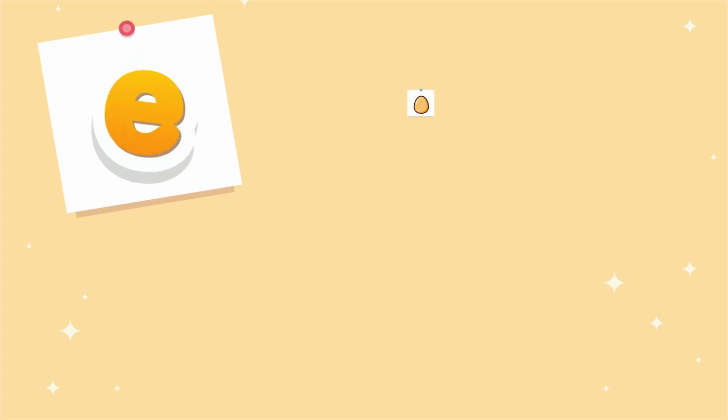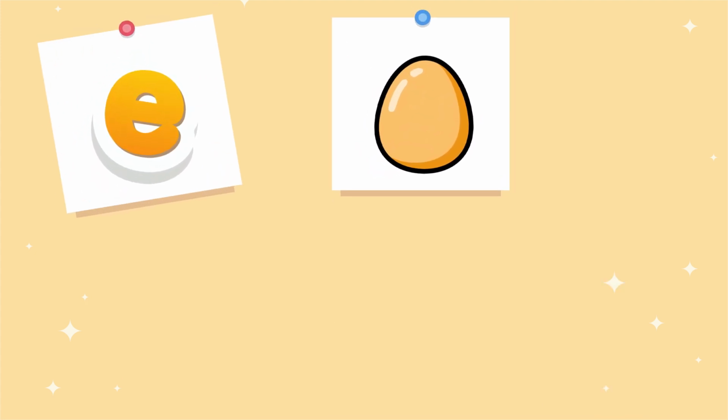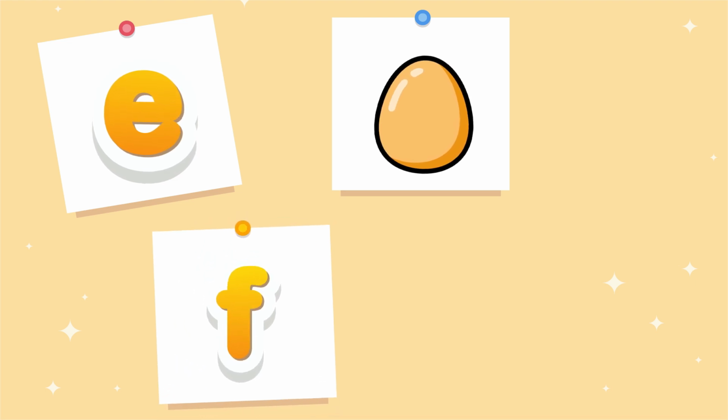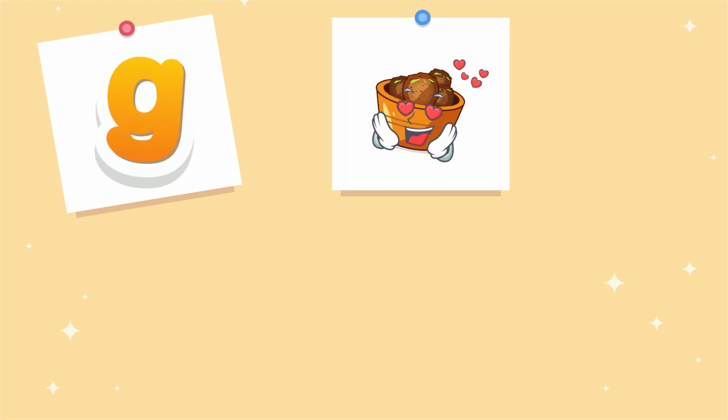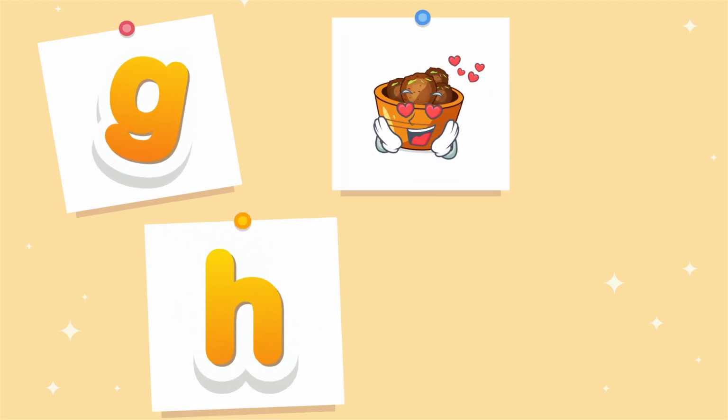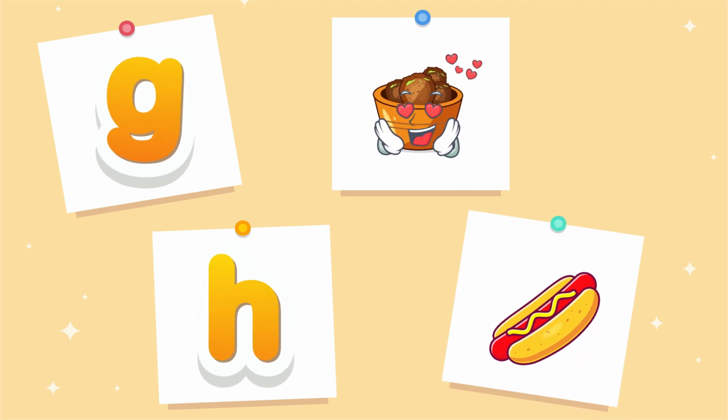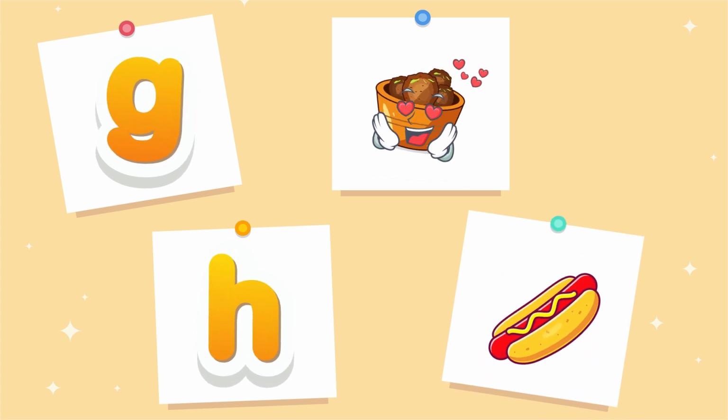E is for egg. F is for French fries. G is for gulab jamun. H is for hot dog.